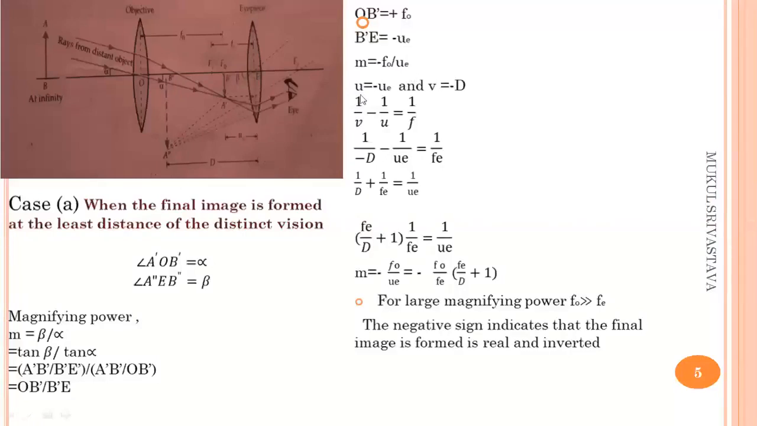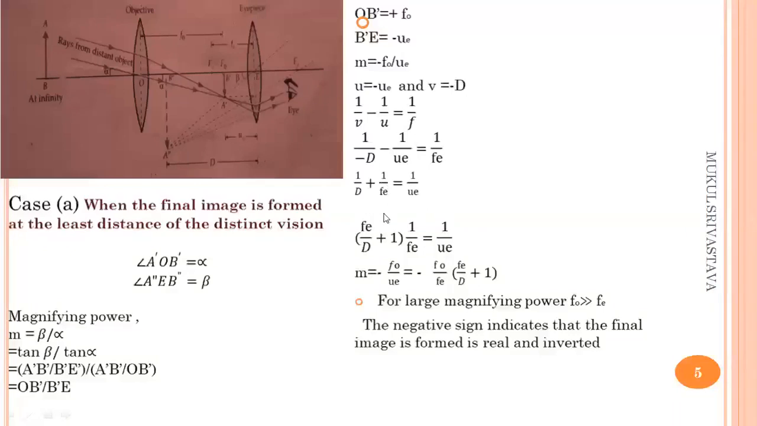Now again u equals minus ue in this case, and v is taken as minus D, that is the distance of the image from the eyepiece. If you put the values of u and v in the thin lens formula, 1 upon v minus 1 upon u equals 1 upon f, you will get 1 upon D plus 1 upon fe equals 1 upon ue.